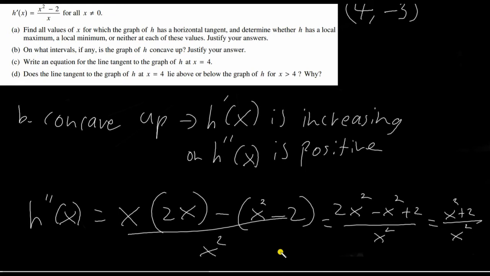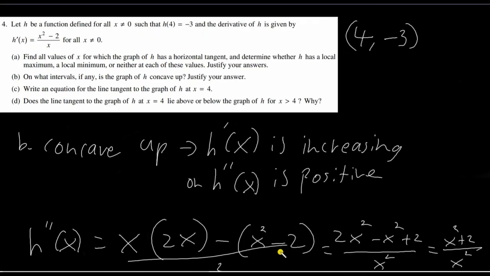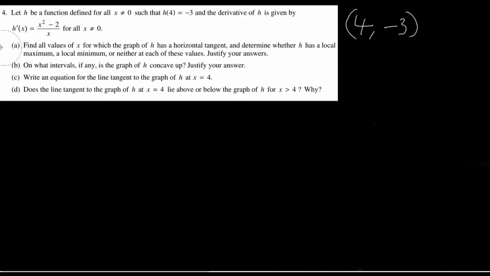Okay, and then for points, you get 1 point for taking the second derivative successfully, another point for showing that it's always greater than 0, and then a third point for the explanation that states that h is always concave up. Okay, now let's look at the next part. So write the equation for the tangent line of h at x equals 4.